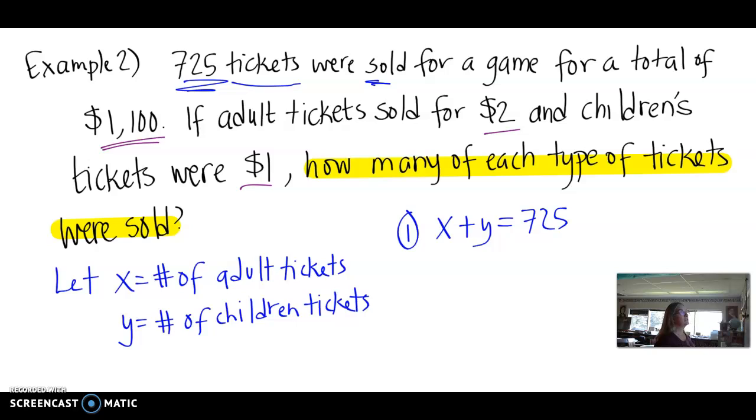And then we also know that the adult tickets, we're bringing in $2 for each one of those. So the amount of money that we're going to make off of these tickets is, the adults, we're going to get $2, so 2 times however many tickets we sell, plus we get $1 for every child's ticket. So just 1 times y is just y. And that is telling us how much money we're bringing in, and we know that that's equal to $1,100.